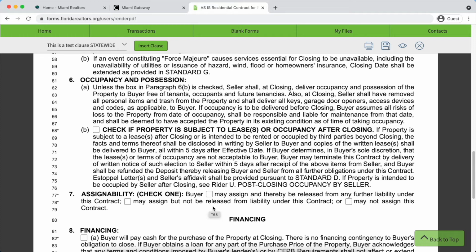The second line I've used, and the second box and the third box I've used on many occasions. Now, the second box, which may assign but not be released from liability under this contract, is used quite frequently for investors. Investors are usually putting offers on multiple properties. In one day, they may send out 3, 4, 5, 6, even 10 offers, and they don't know which one's going to get accepted.